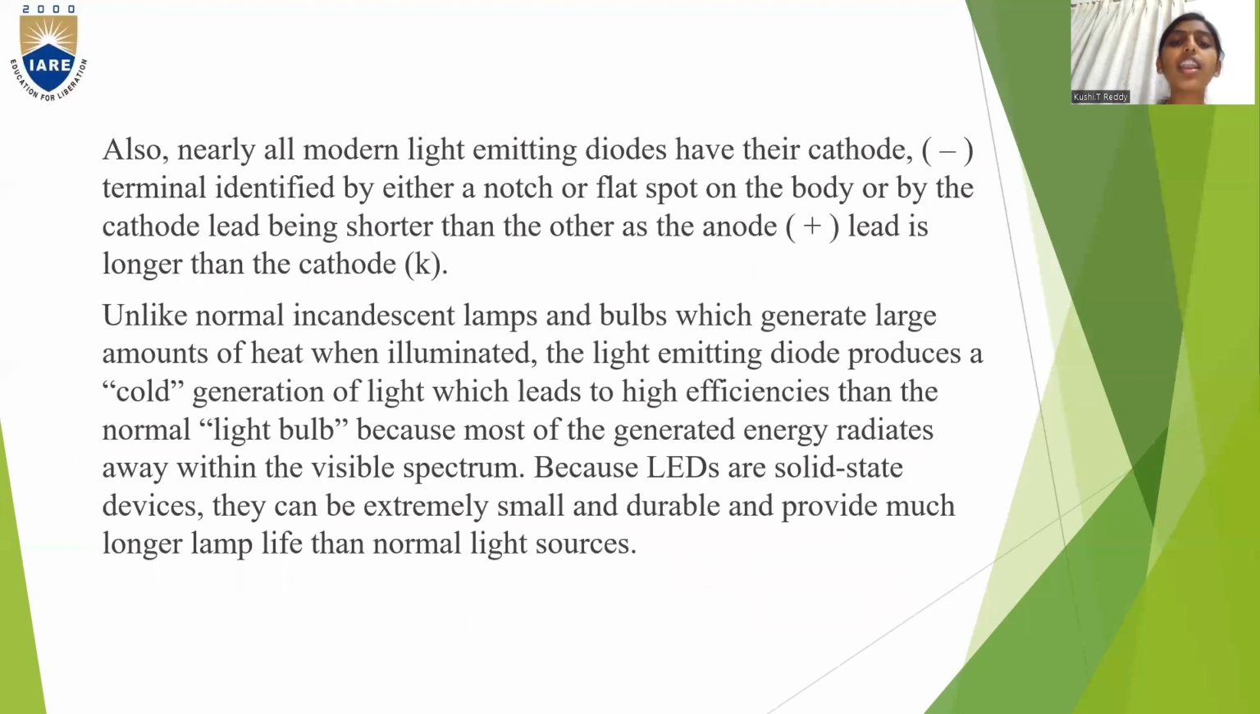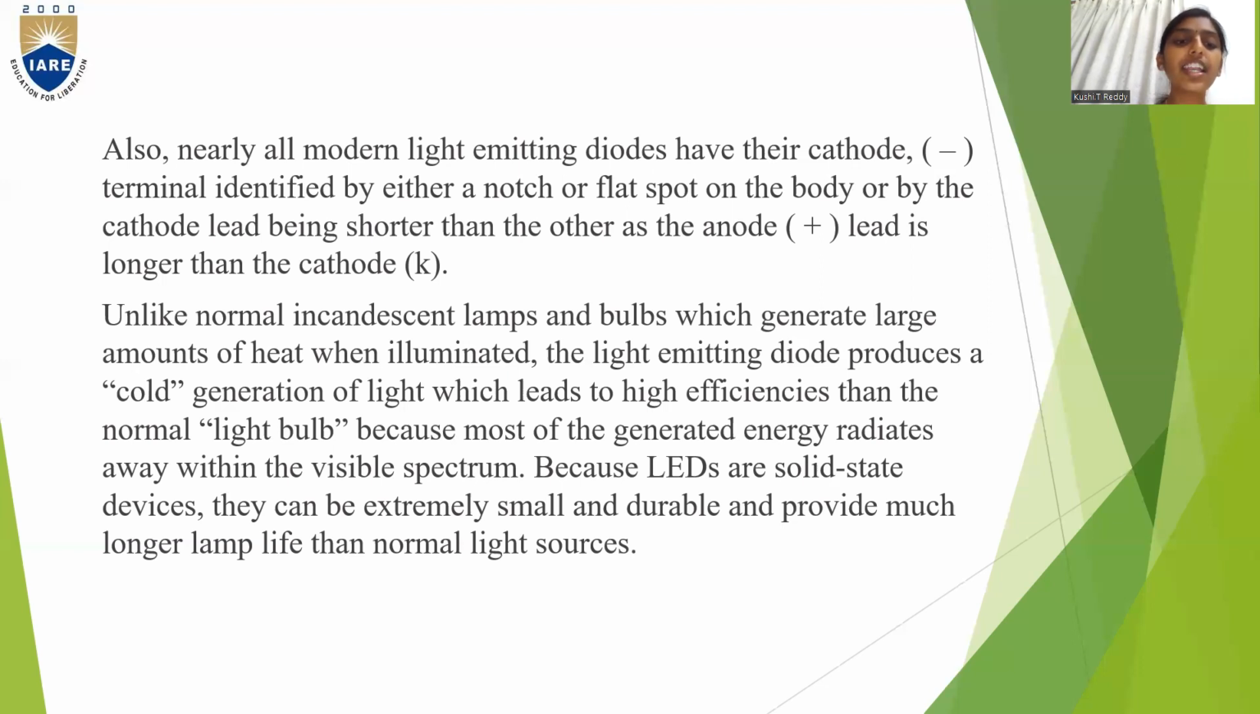Also, nearly all modern light emitting diodes have their cathode terminal identified by either a notch or a flat spot on the body, or by the cathode lead being shorter than the other, as the anode lead is longer than the cathode. So, as you all know, a light emitting diode also has a cathode part, that is the negative terminal, and an anode part, that is the positive terminal. So, how to differentiate the cathode and anode part? Generally, the first thing to identify is the notch or a flat spot. If this is not there, then by the length of the lead: the shorter one is the cathode, and the longer one is the anode.